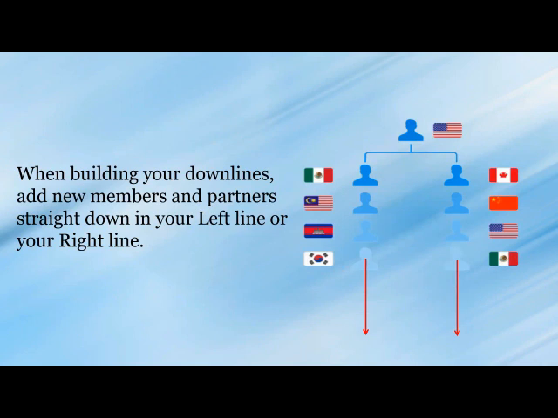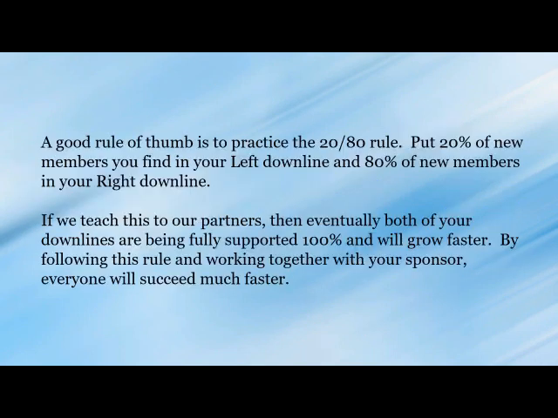Now, when building your downlines, we need to add members and partners straight down in your lines, in your left line or your right line. And it doesn't matter what country you're in, you can have members in any country. So the person at the top is in the United States. You see, they've got people from Mexico and Korea, and we've got people from India and Canada, all over the world. A good rule of thumb is to practice the 20-80 rule.